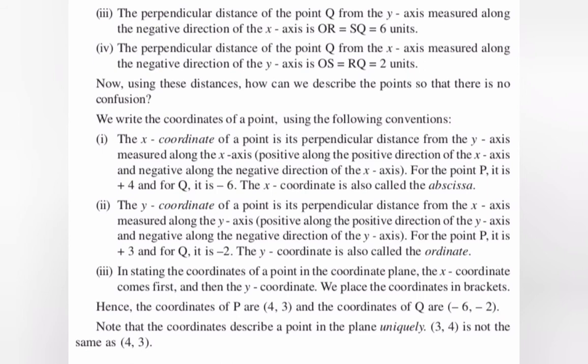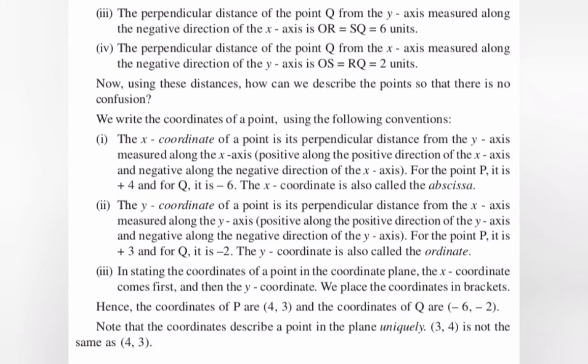Now the y coordinate of a point is its perpendicular distance from the x-axis measured along the y-axis, positive along the positive direction of the y-axis and negative along the negative direction of the y-axis. For the point P it is plus 3 and for the point Q it is minus 2. The y coordinate is also called the ordinate. So the x coordinate is called abscissa and the y coordinate is called ordinate.